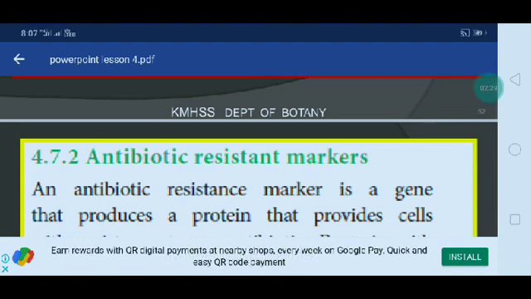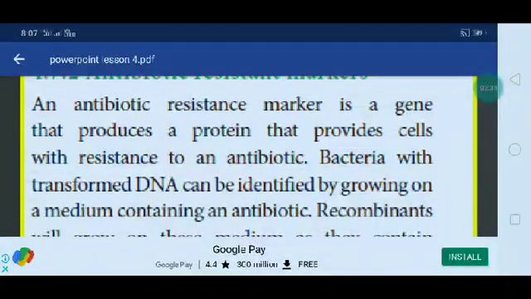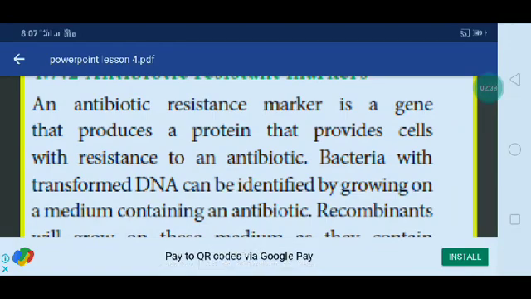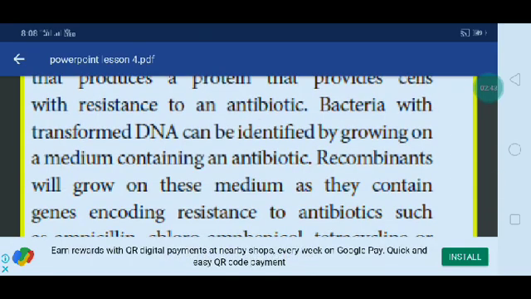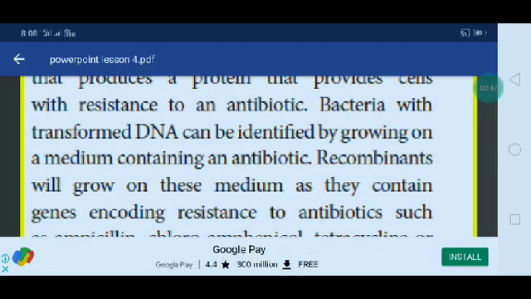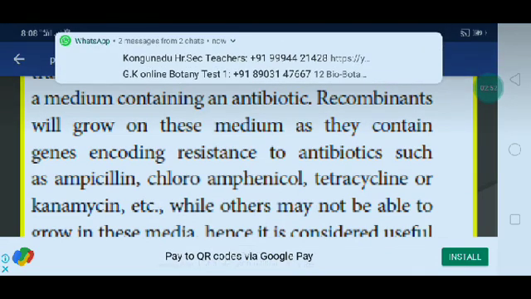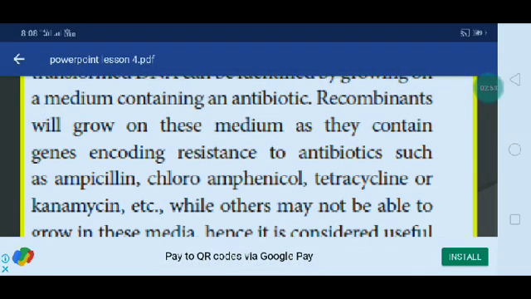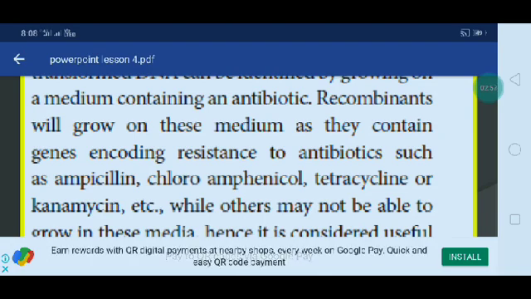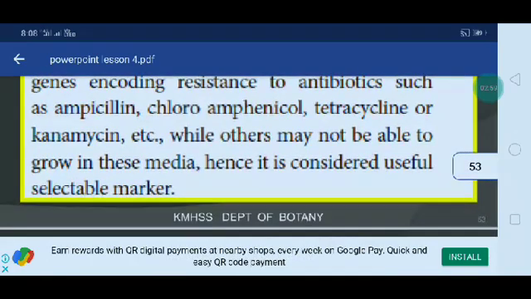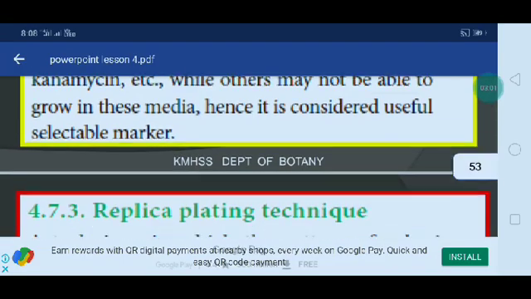An antibiotic resistance marker is a gene that produces a protein that provides cells with resistance to an antibiotic. Bacteria with the transferred DNA can be identified by growing them on a medium containing an antibiotic. The recombinants will grow on this medium as they contain genes coding for resistance to antibiotics such as ampicillin, chloramphenicol, tetracycline or kanamycin, while others may not be able to grow in this medium. Hence it is considered a useful selectable marker.